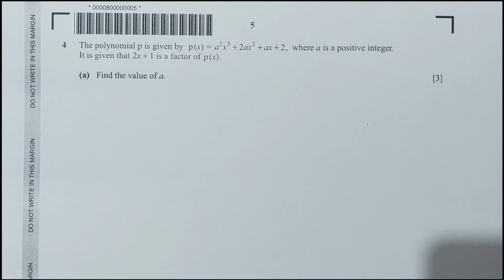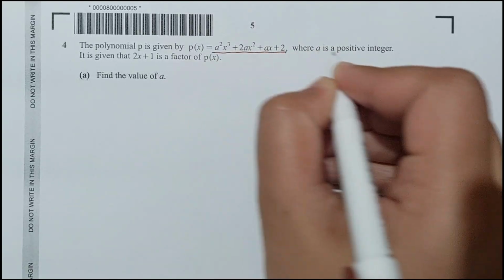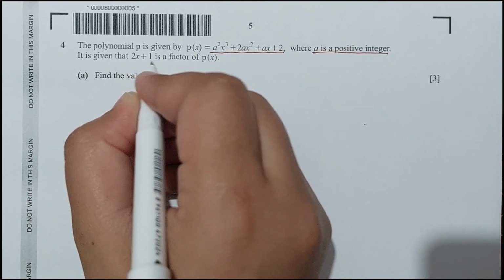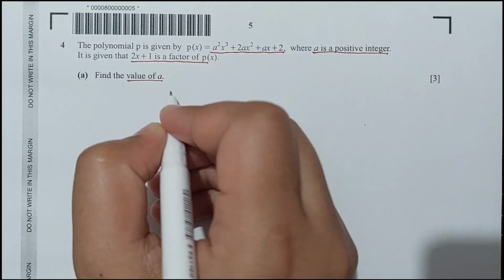Question number 4. The polynomial p is given by p of x, where a is a positive integer. It is given that 2x plus 1 is a factor of p of x. Part A, find the value of a.